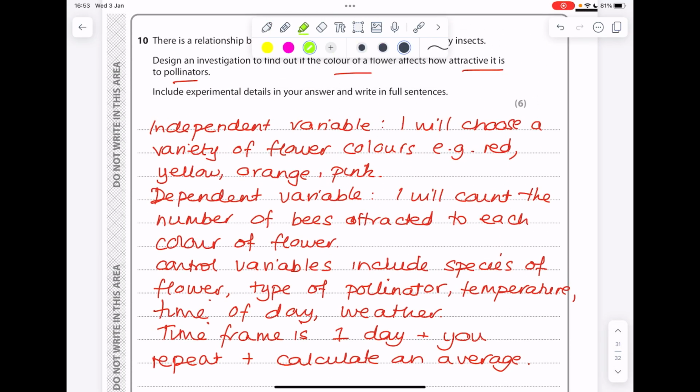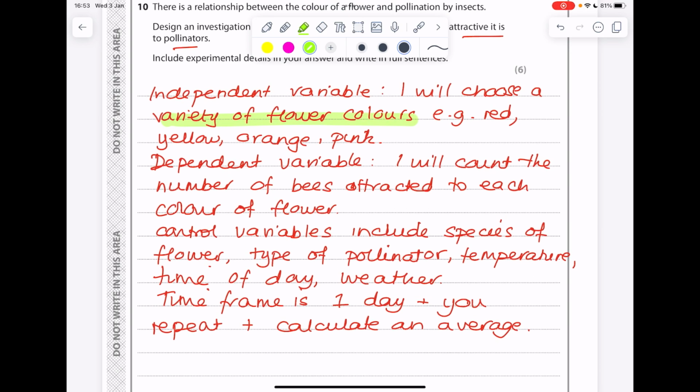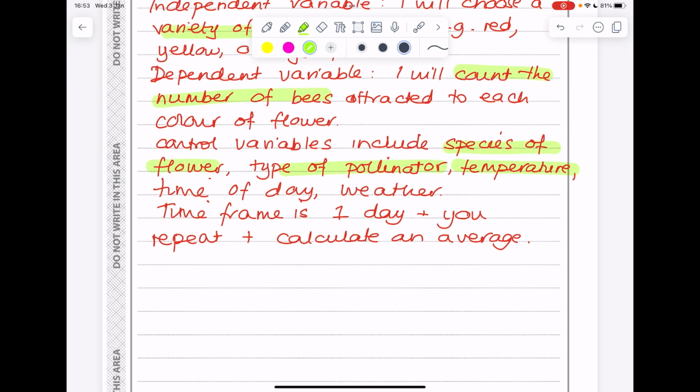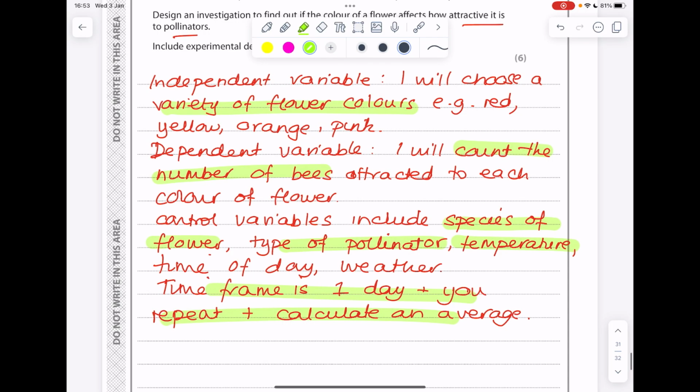So let's highlight the marking points. Different colours, that's a mark. Count the number of bees as a mark. In terms of our control variables, we've got a mark for species of flower, type of pollinator, temperature, so that's 3 further marks. We have a time frame mentioned, and we're repeating and calculating an average, so tons of marks.